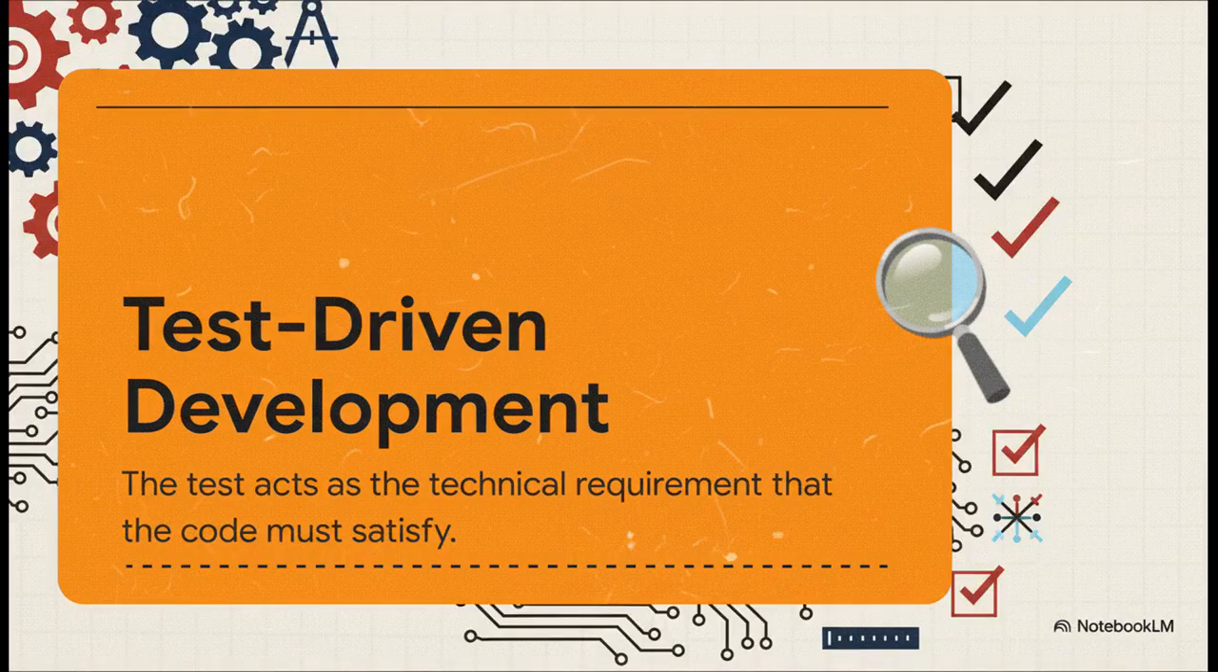And test-driven development, or TDD, takes that concept to the next level. Here, the test isn't just a check, it actually becomes the specification that drives the code's design. The only reason a developer writes a piece of code is to make that one specific test pass. It forces you to write only what's necessary, which leads to incredibly clean and efficient software.